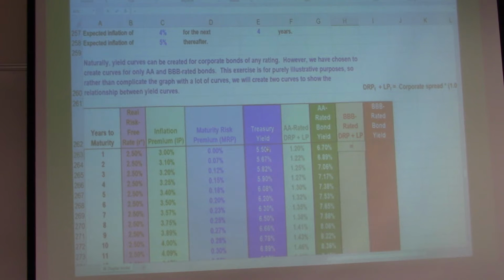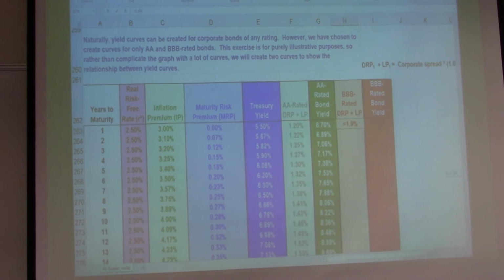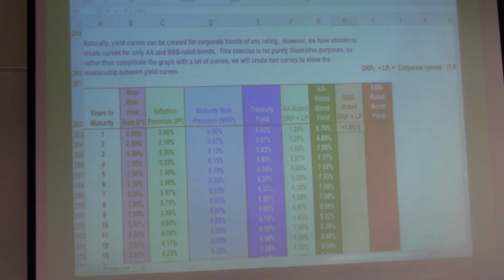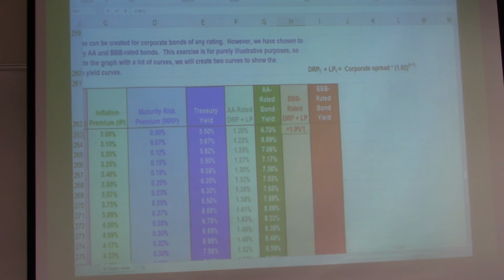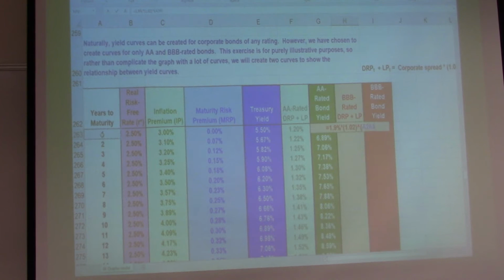BBB will be 1.9%, right? 1.9%, and times the whole equation again, 1.02 to the power of a, minus 1.